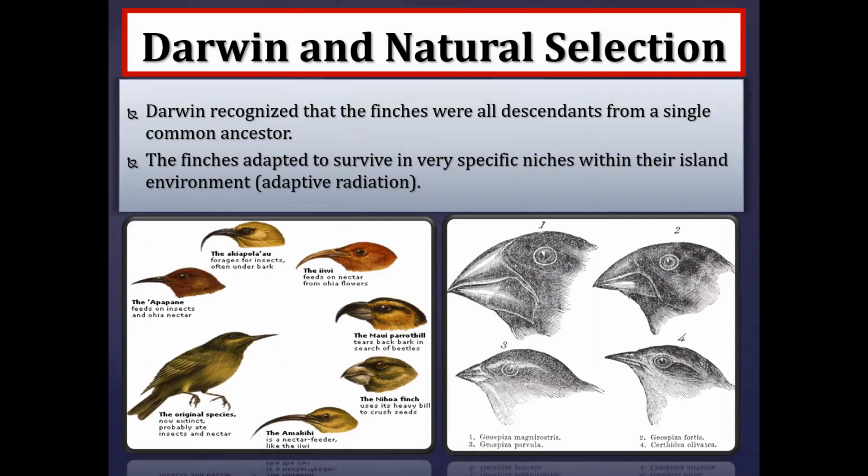And he hypothesized that these finches were adapted to survive in very specific environmental roles or niches within their island environment. We're going to call that adaptive radiation. We'll define that in more detail here in a moment. But Charles Darwin noticed that these finches were similar, but also different.